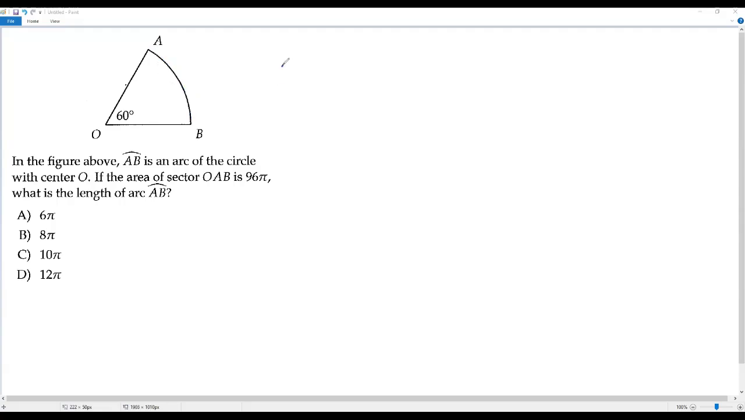First, let me write a formula to get the length of an arc. Length of arc AB equals theta divided by 360 degrees times the circumference of the circle, which is 2 pi r. Now, to get the length of arc AB, we need the angle measure theta. Theta represents the central angle of the arc. Here the central angle is given, that is 60 degrees. We can plug in 60 degrees for theta.